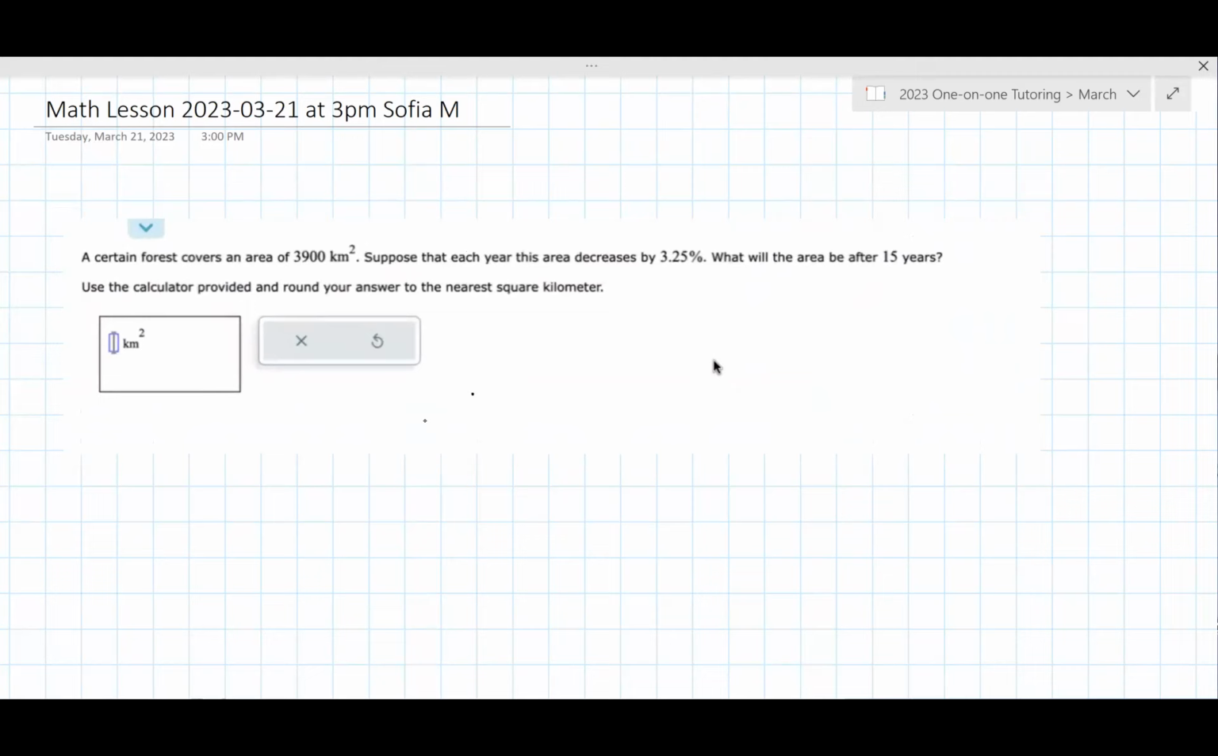There's this new equation. I call it PAT, P-A-T, and there's two possibilities for growth. For growth, A is 1 plus R. For decay, it's 1 minus R. So in this case, because it's decreasing, it is decay.